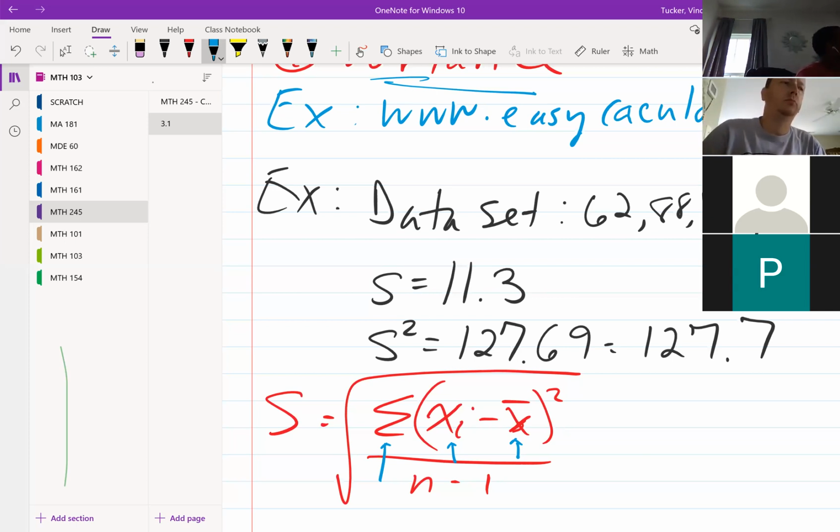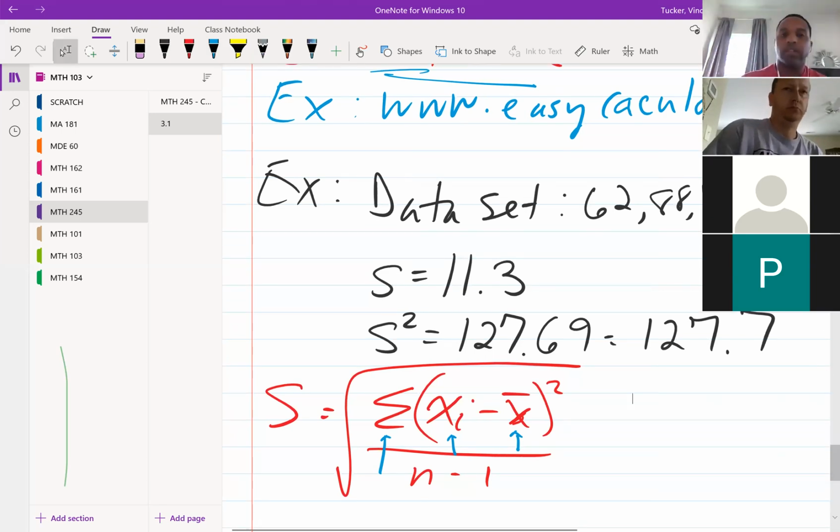Where's my sheet? Okay, cool. All right, so, let's go into notation.